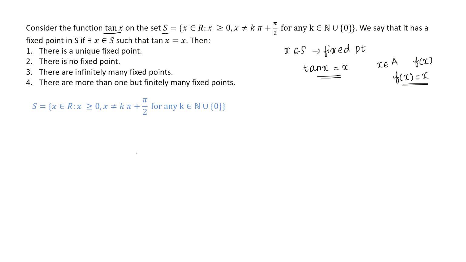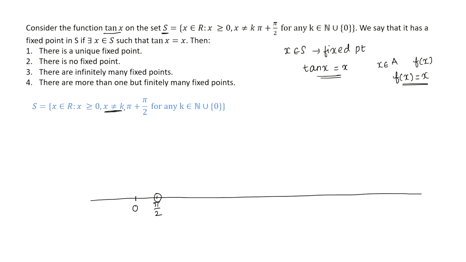Let us see how the set S looks. What are the points included in the set S? So this is the real line and say this is 0. Then in S we have included the points which are greater than or equal to 0, so all the negative real numbers will not be included. We have included all the real numbers which are greater than or equal to 0, plus they satisfy the condition x is not equal to k pi plus pi by 2 for any k belonging to N union 0. So if I put k equals 0, I get 0 pi plus pi by 2, that is pi by 2. So this point is not included.